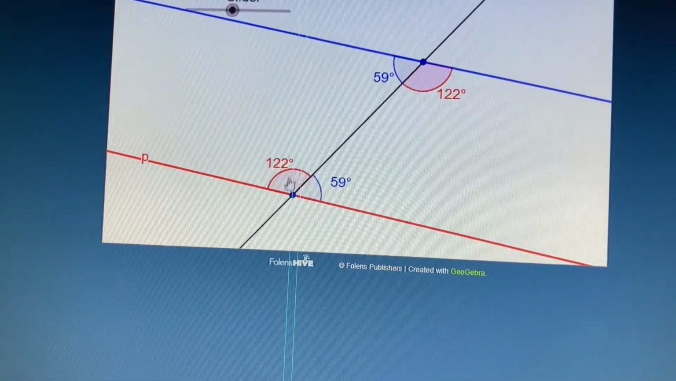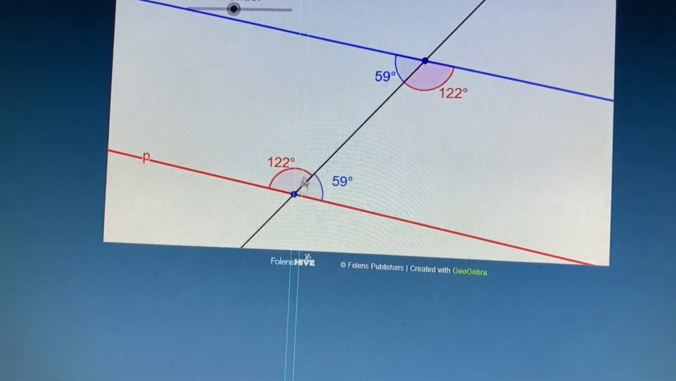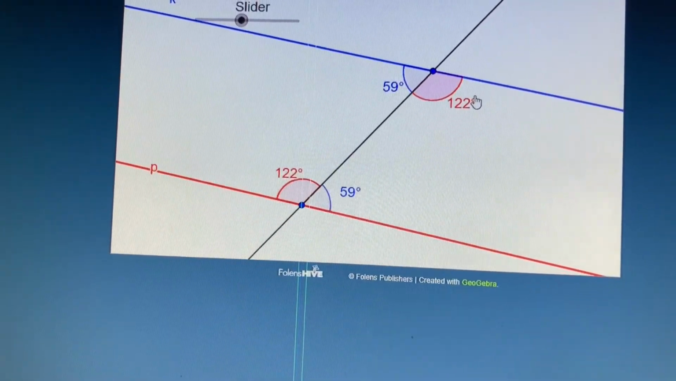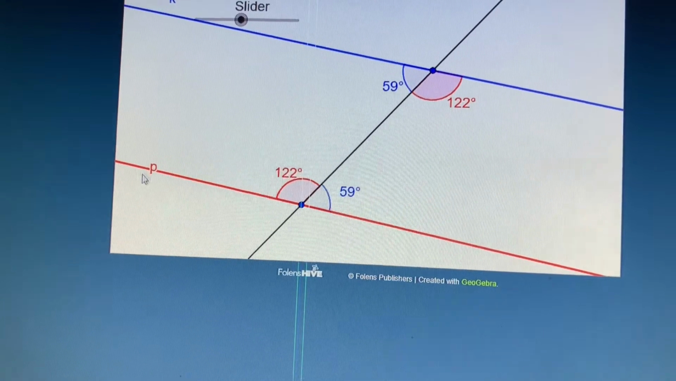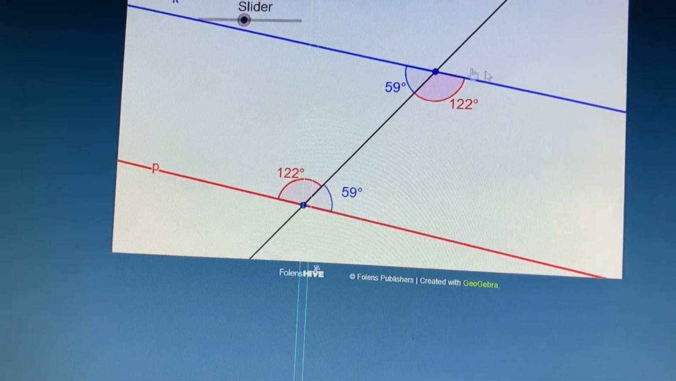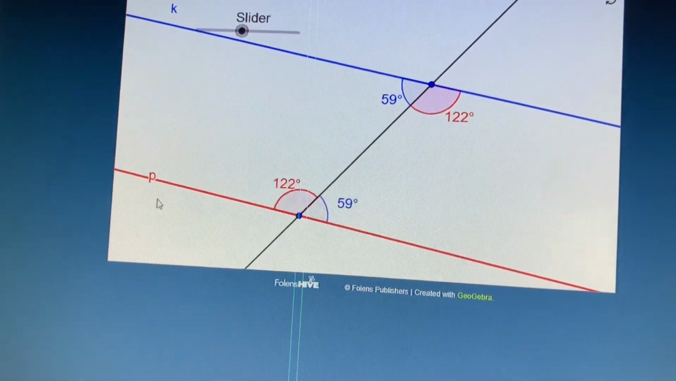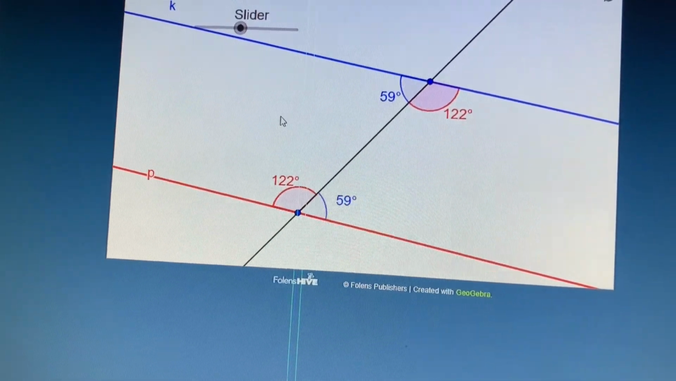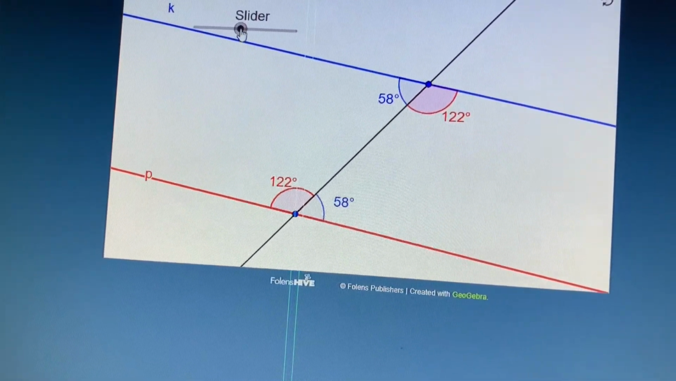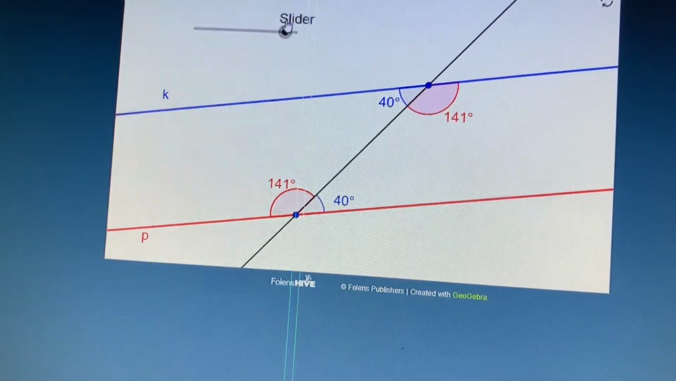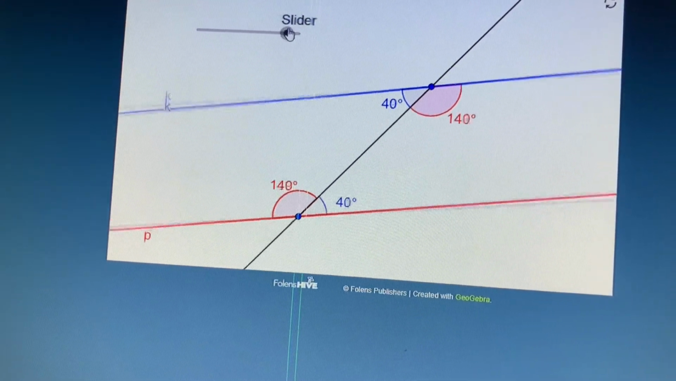This side at the bottom, the other side at the top. So this is alternate angles. And the fact that they're equal means that those two lines, K and P, must be parallel. And that's Theorem 3.